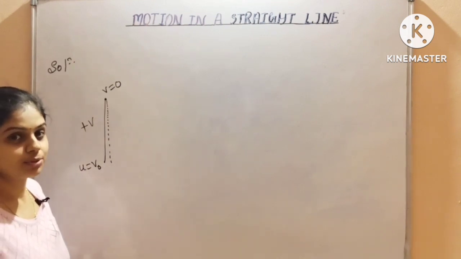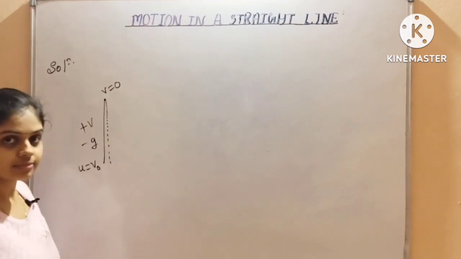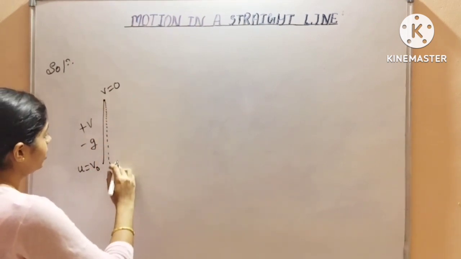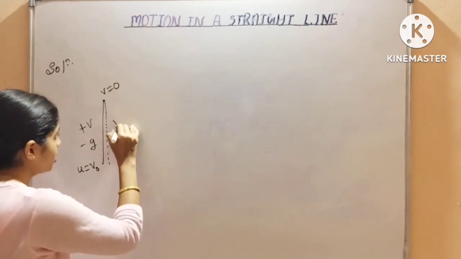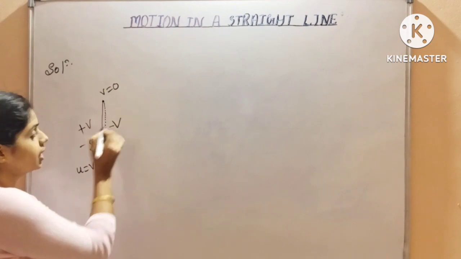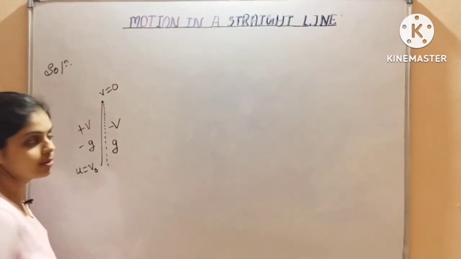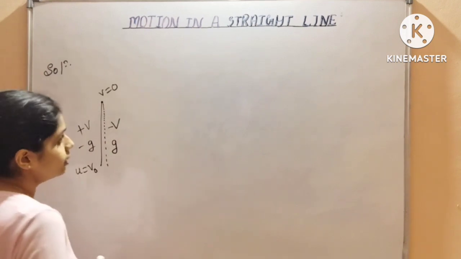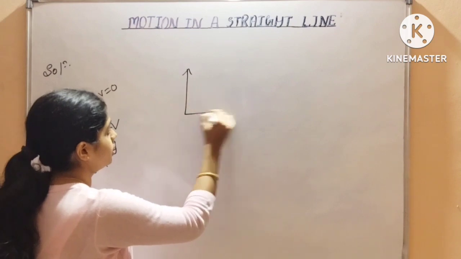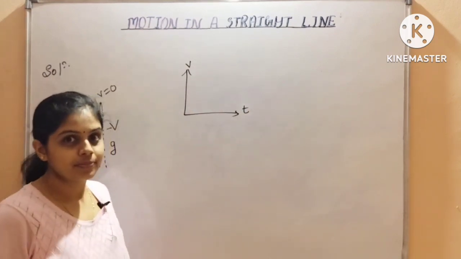But what about acceleration due to gravity? Acceleration due to gravity is taken as negative. Here when the body is moving in downward direction, velocity is taken as v only, but the direction is opposite to this v, hence taken as negative. And acceleration due to gravity is taken as positive. Here what is our work? Our work is to plot the graph of velocity versus time. Velocity along y axis, time along x axis.